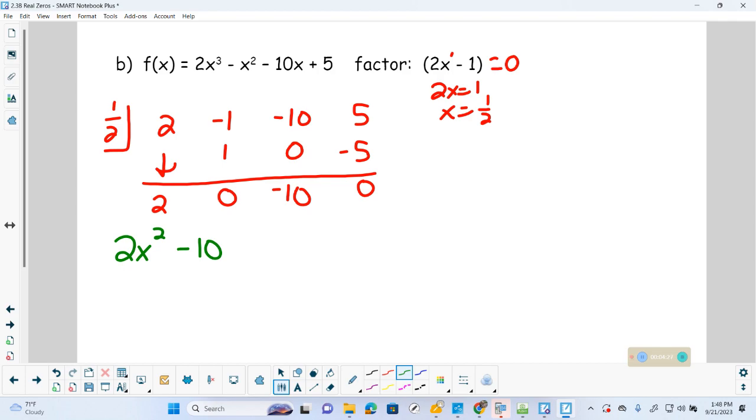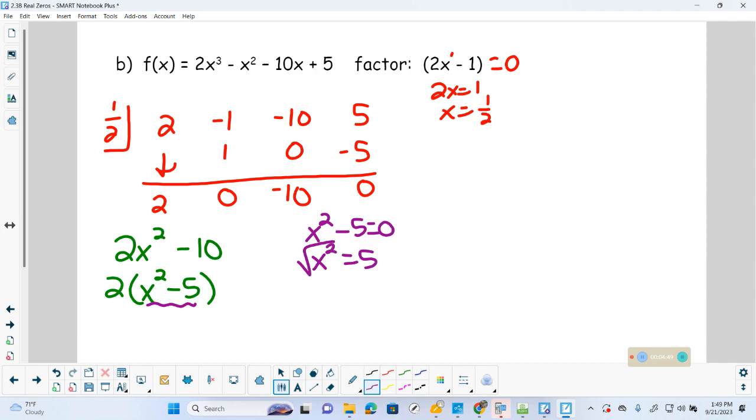Well, this is going to be a little tough to factor. I could take a 2 out. But then what am I going to do with x squared minus 5? It is a third degree, so I do need 3 total factors. So here's my pro tip for you. I'm going to find the zeros. I'm going to take x squared minus 5 and set it to 0. Let's add 5. And of course, get rid of the square with the square root.